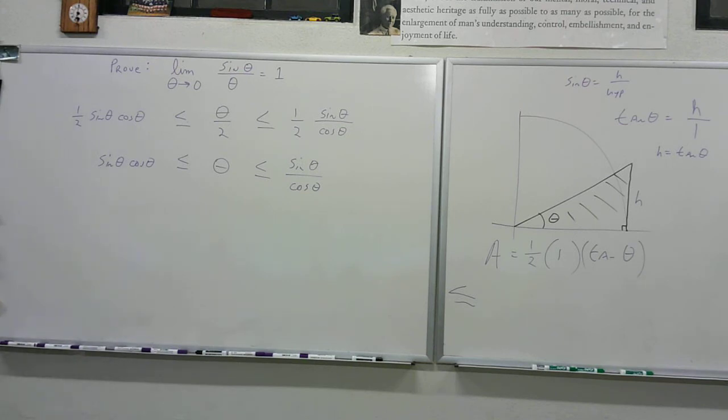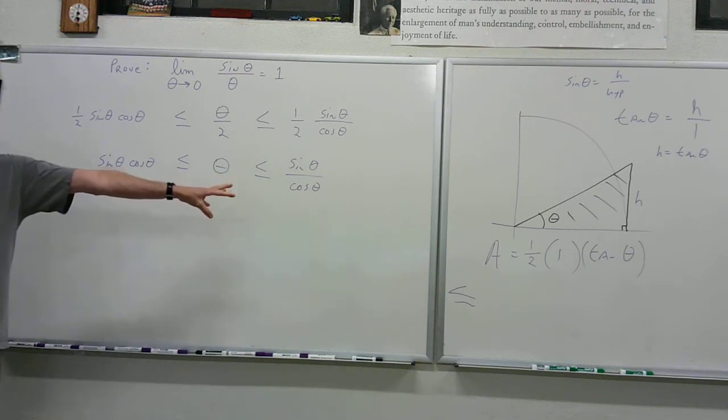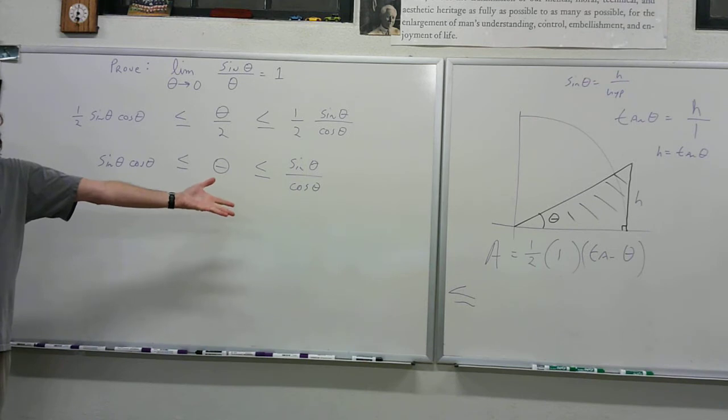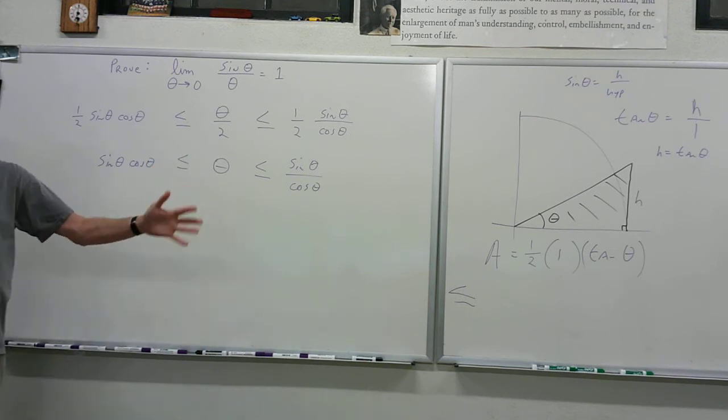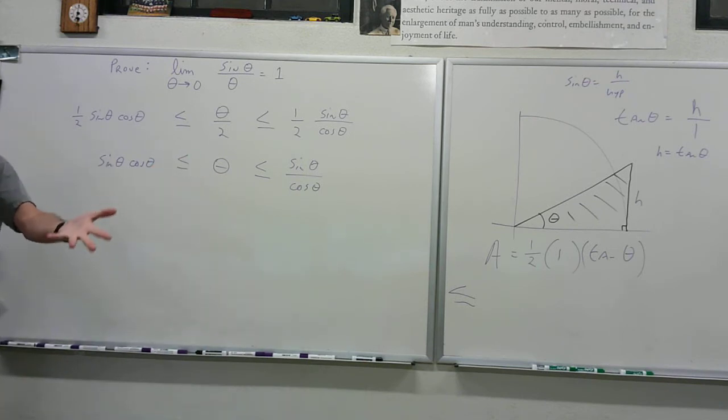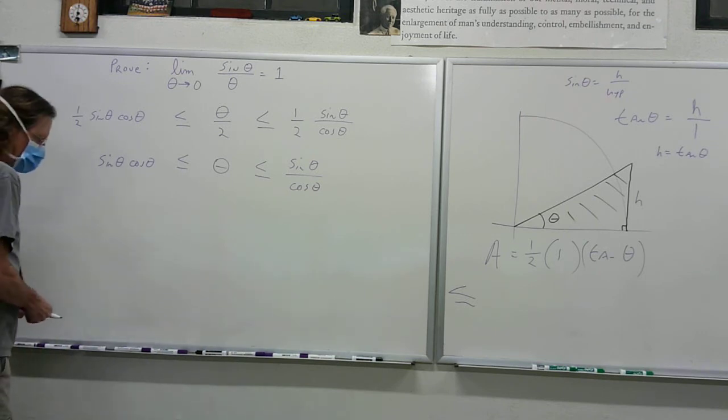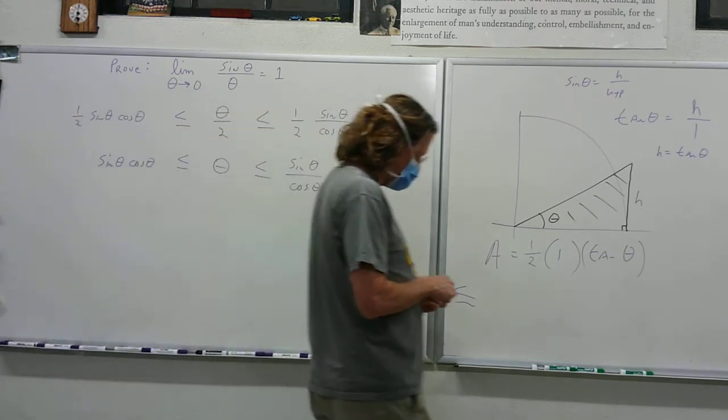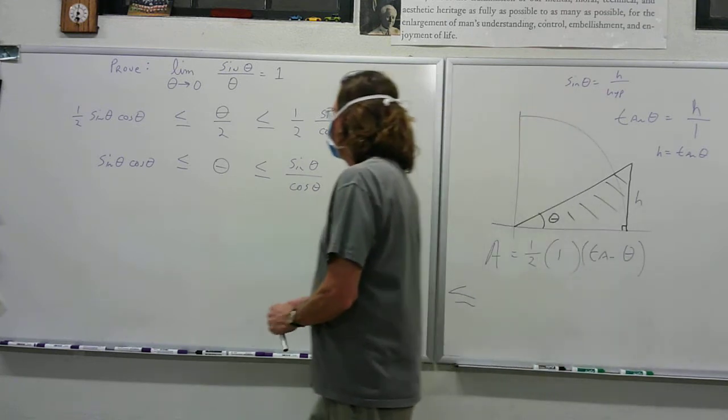Now, I'm going to tell you the next step, and I'm going to ask you why. There are 2 options, and they're all right because you're doing a proof. But what I want to tell you is to divide all of these by sine theta. Or I want you to take the reciprocal of all of them. Doesn't matter. Let's just divide by sine theta. I'm going to divide all of these by sine theta. That's what I'm about to do.